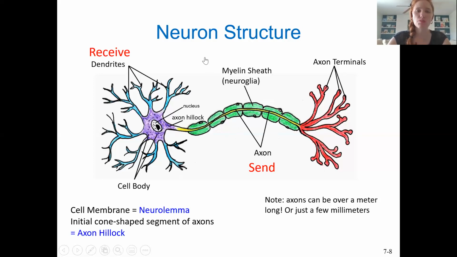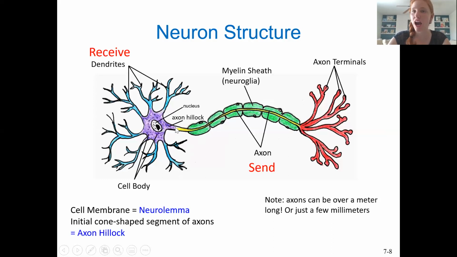Now the neurons, because they are so modified, specialized structure, they also have some other structures that you'll need to know, which is the neurolemma. So neurolemma refers to the cell membrane, the outer membrane of the cell. If you remember back to muscle fibers, which are the muscle cells, those are called sarcolemma. So it's the same type of naming scheme. So now we have the neurolemma.